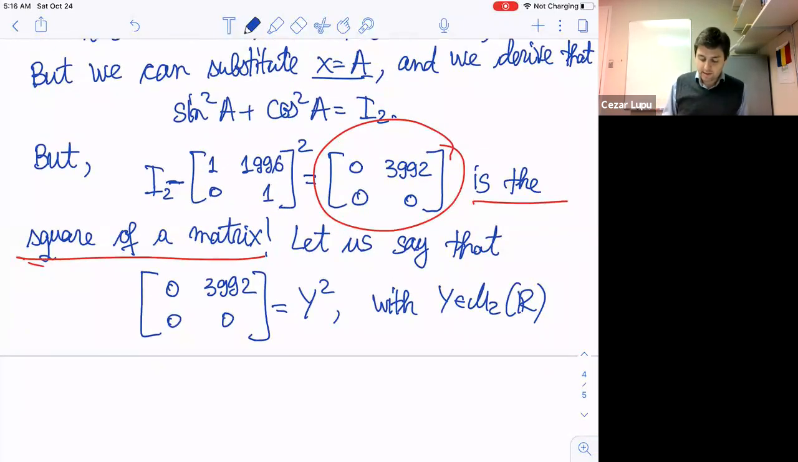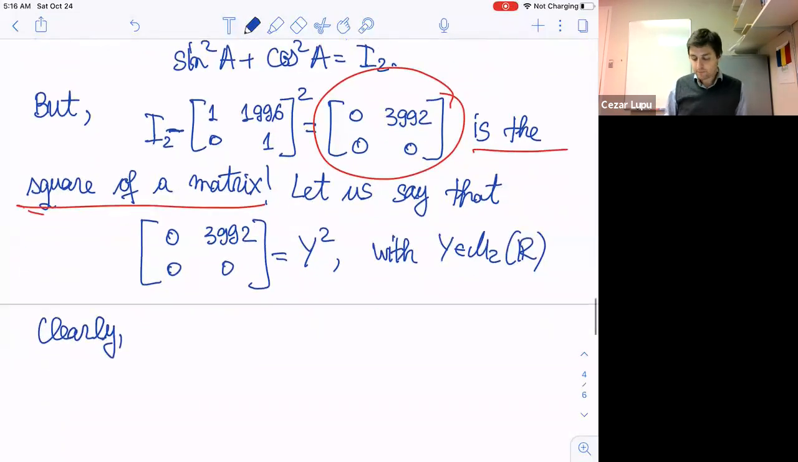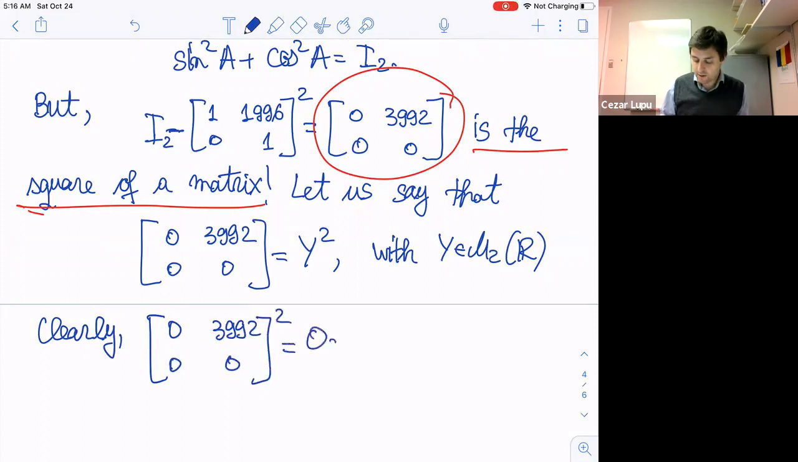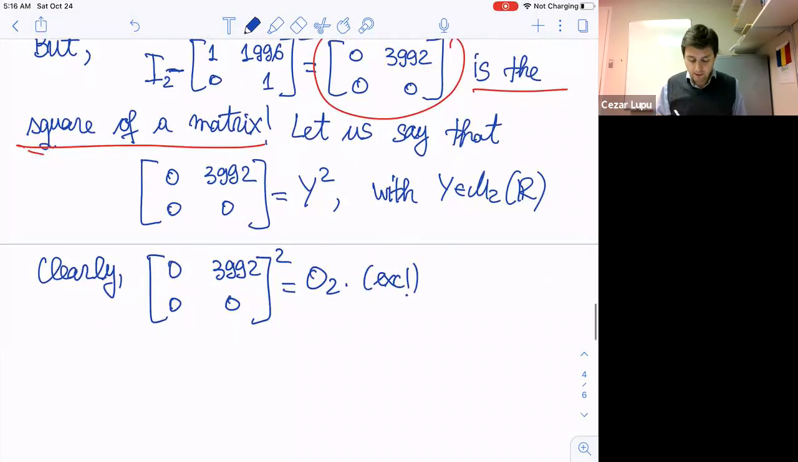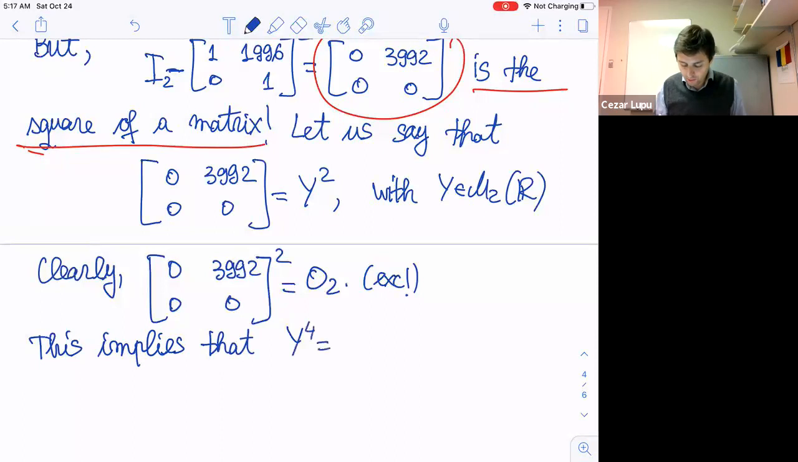So squaring this, clearly if you do the computations here, and I'll leave it to you, this matrix squared will give you the 0 matrix. I'll leave it to you as an exercise. So now this implies that y to the 4th is O2.